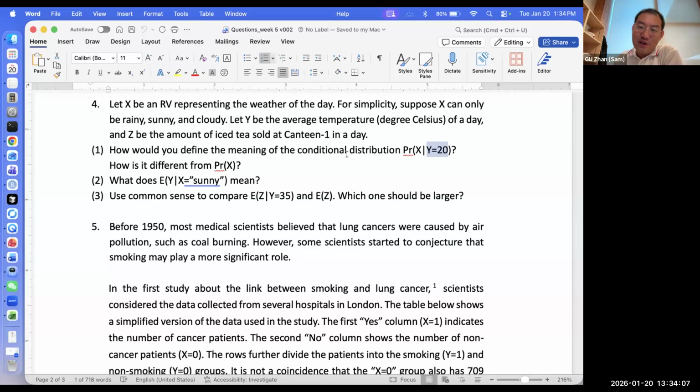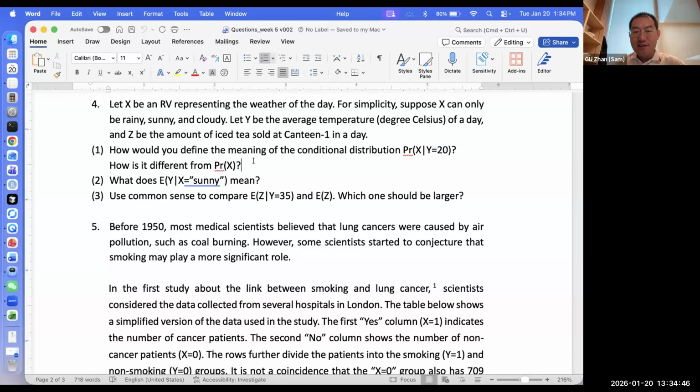That's fixed. So for 20 degrees Celsius, what's the likelihood of a rainy day, sunny day, and cloudy day? At 20 degrees Celsius, most likely sunny and cloudy have higher probability, and raining will be lower. Let's say raining is 0.1, then we have 0.9 remaining. Then we say sunny is 0.25 and cloudy is 0.25. So 0.25 plus 0.25 plus 0.1 gives you 100%. So that's the conditional probability here, because X can only take 3 values: raining, sunny, cloudy. How is it different from P of x?